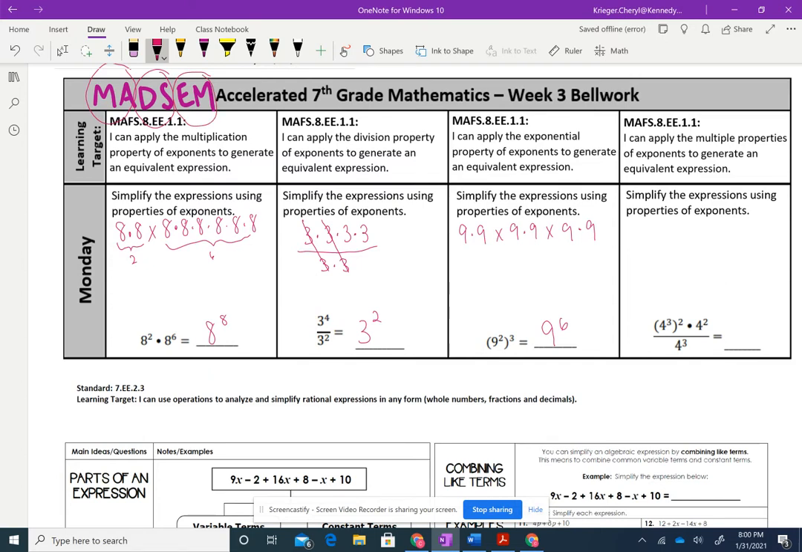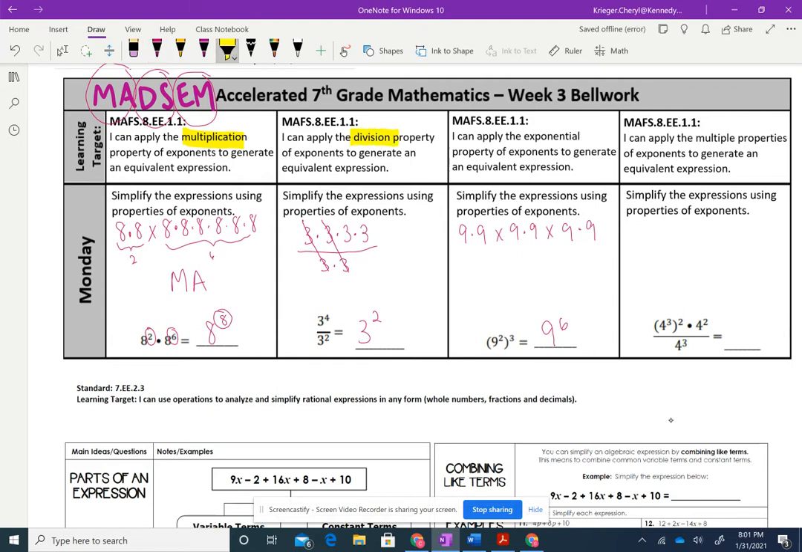So what does that mean? If we're multiplying, and in column 1, we're multiplying, right? So we'll use the MA portion of MADSEM. If you're multiplying, you add the exponents. 8 to the second times 8 to the sixth, you add the 2 and the 6, and that gives you 8 to the eighth.